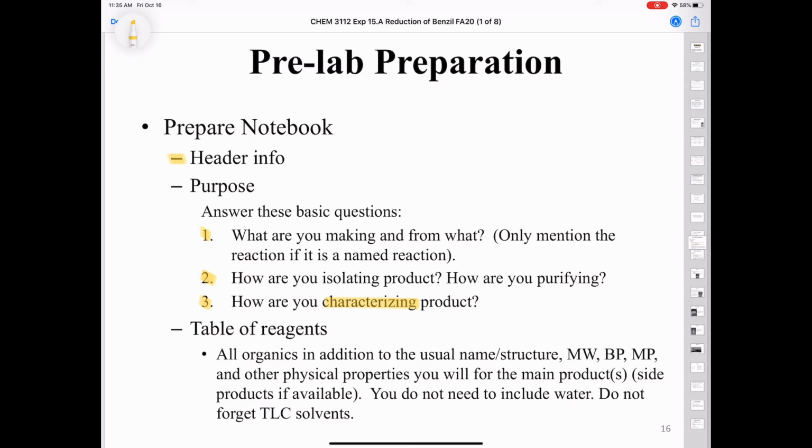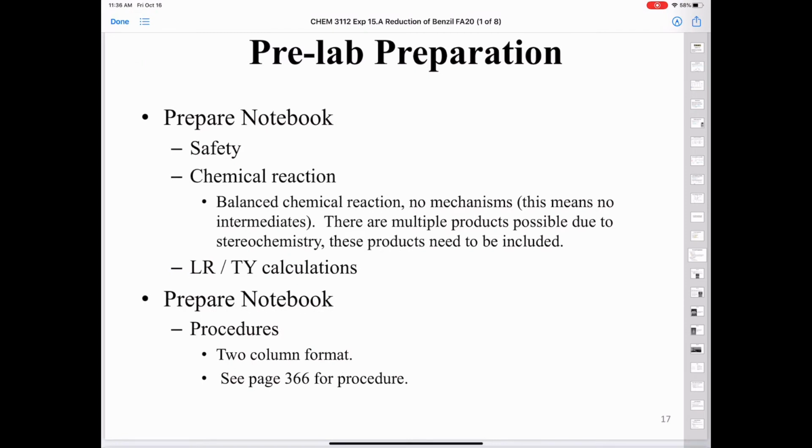Next, you're going to have a table of reagents. Be sure to include all organics in addition to their usual names and structures, molecular weights, boiling and melting points, and other physical properties. Be sure to include all possible products in the table of reagents, and you don't need to include water. Don't forget to include the TLC solvents as well. After your table of reagents, be sure to include all of the same compounds in the safety table.